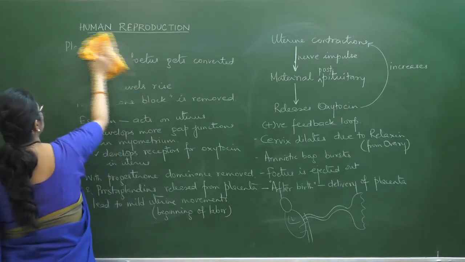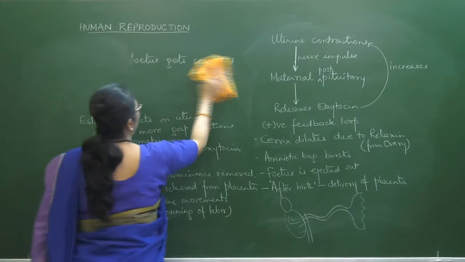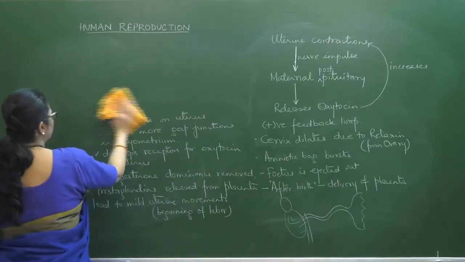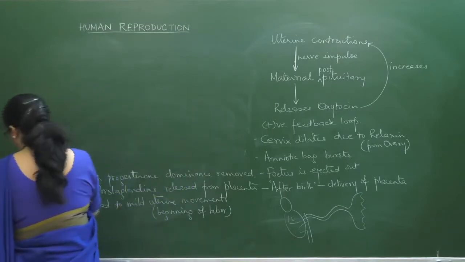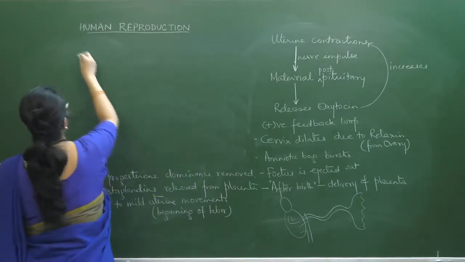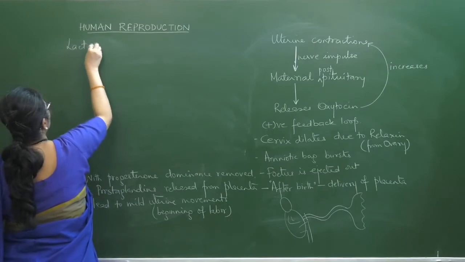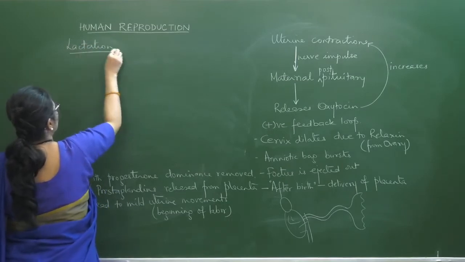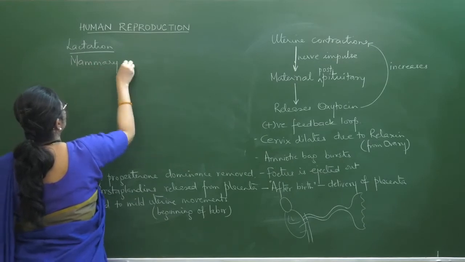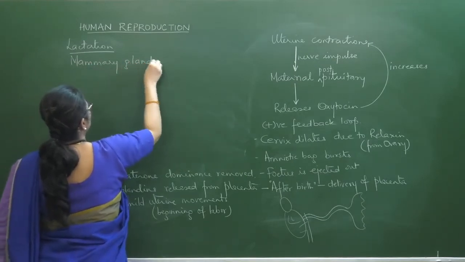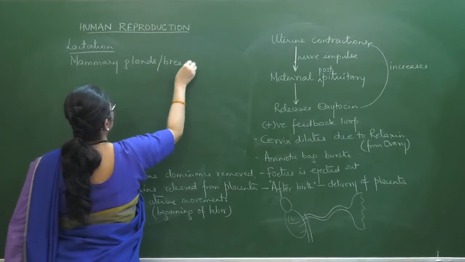Next thing, that is coming on to lactation. And I remember in the anatomy part, I had left out mammary glands, so I'll take that too, so that the chapter is complete then. So lactation. With lactation, let us first mention mammary glands, or simply the breasts, as they are called.